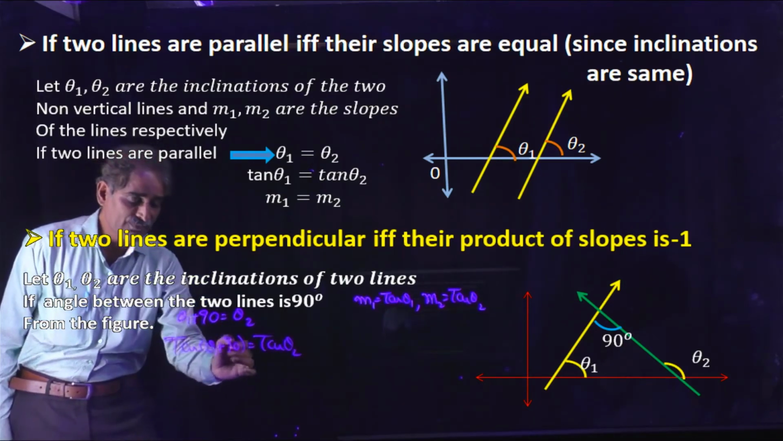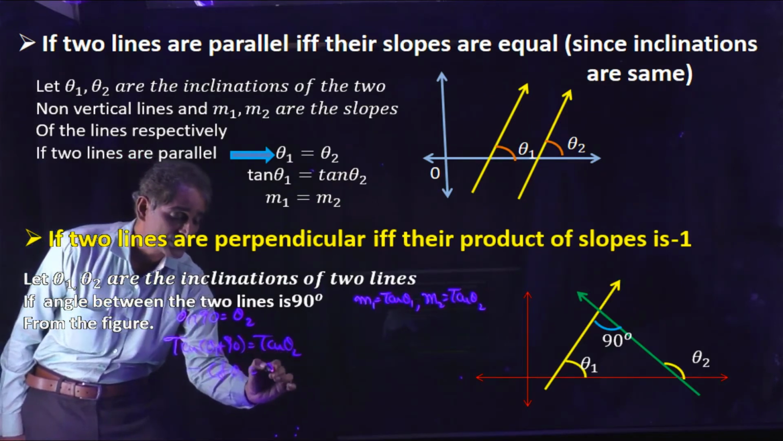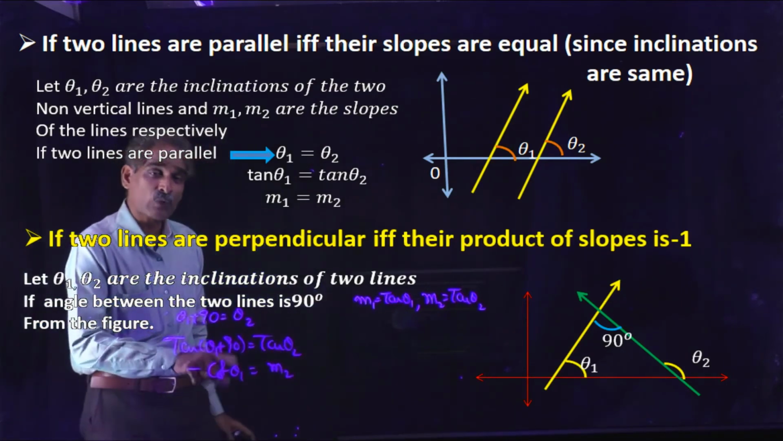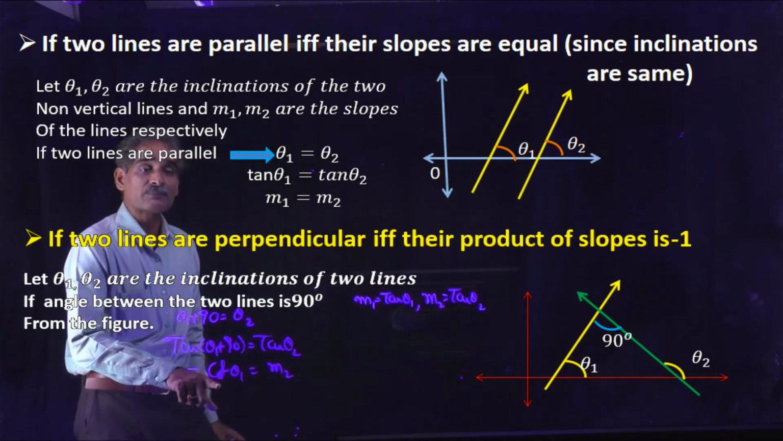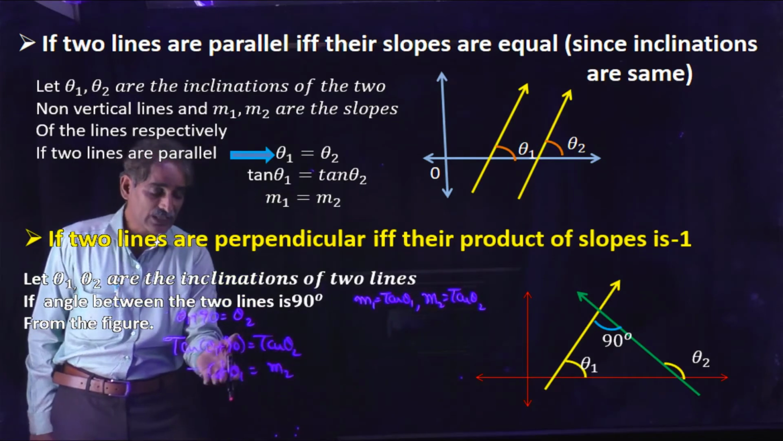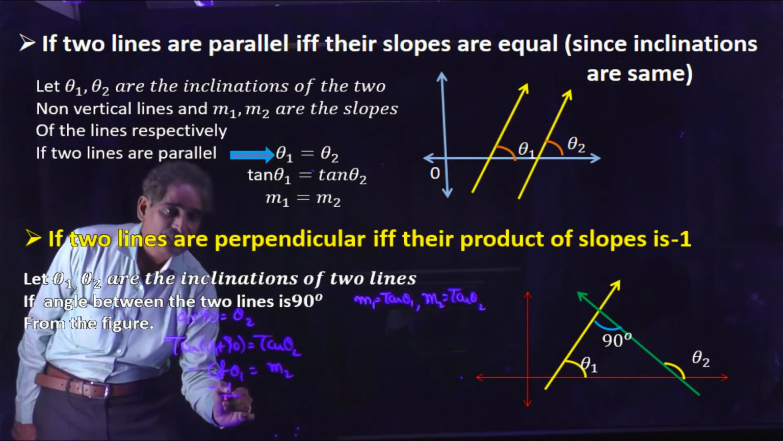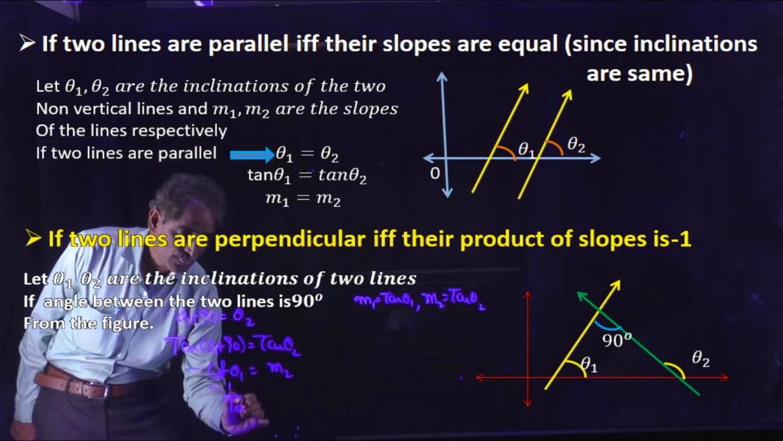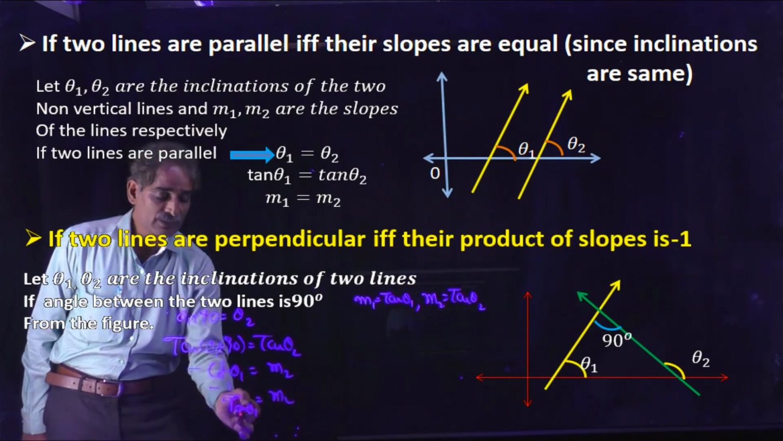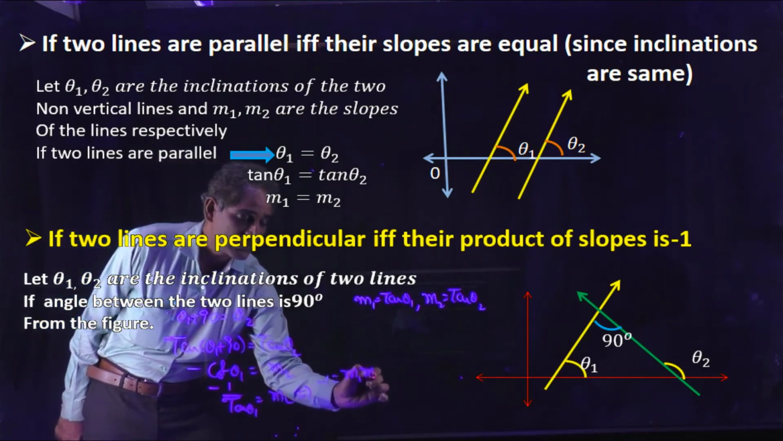Okay, so tan of (90 plus theta) is minus cot theta. Let tan theta 1 be m1, and this equals m2. We have to write this in terms of m1 and m2. Cot is nothing but 1 by tan, so m1 is tan theta 1, and cot theta 1 is minus 1 by tan theta 1, which equals m2. Now tan theta 1 is m1, so minus 1 by m1 equals m2. This implies minus 1 equals m1 m2.